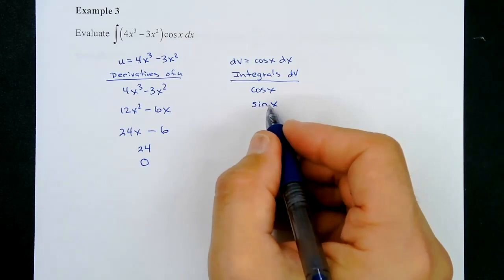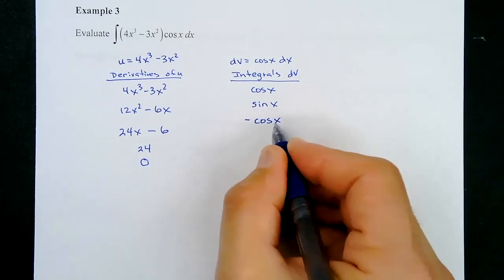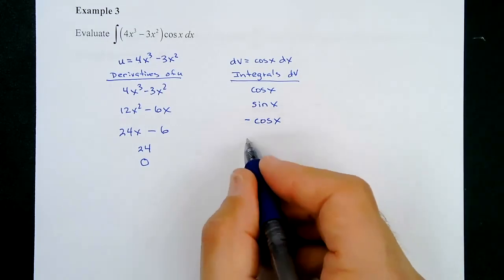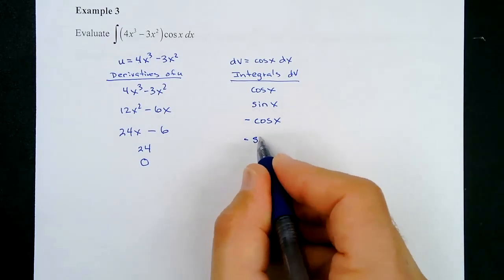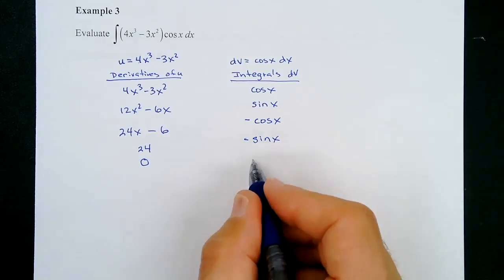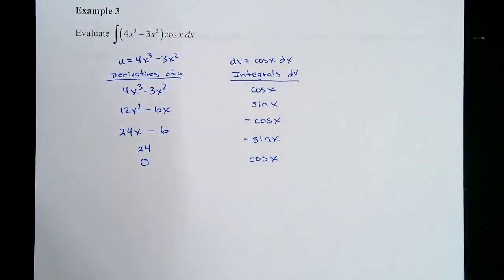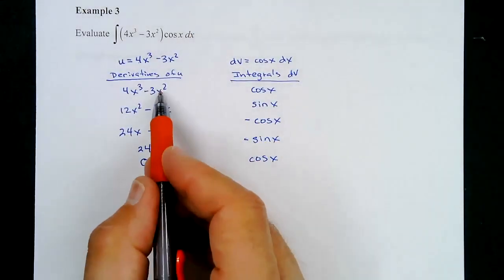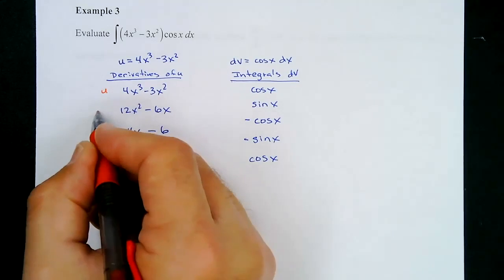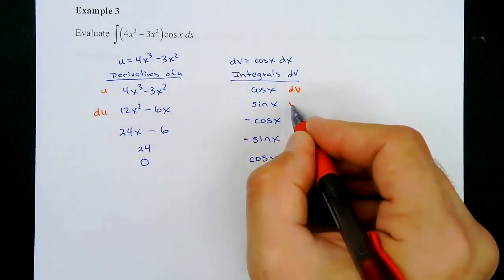The integral of sine x would be negative cosine x. The integral of negative cosine x would be negative sine x. And the integral of negative sine x would be back to cosine of x. So recall that this is my u, and this is my du, and this is my dv, and this is my v.